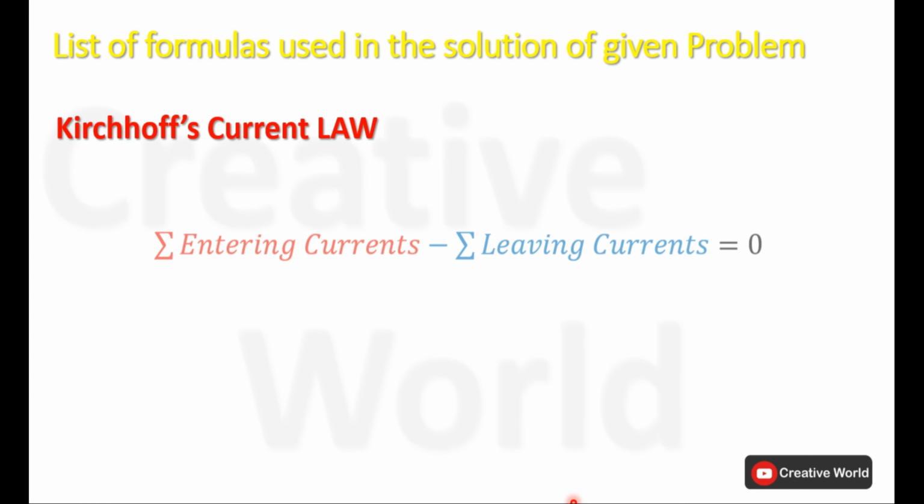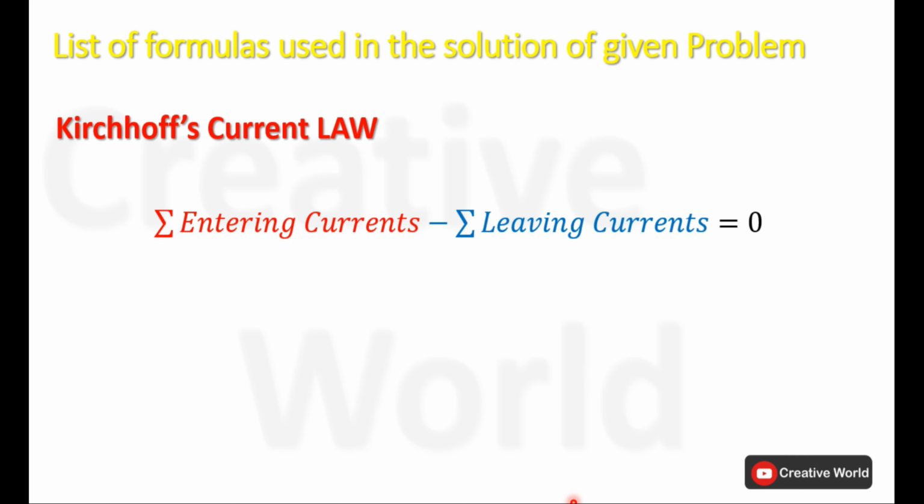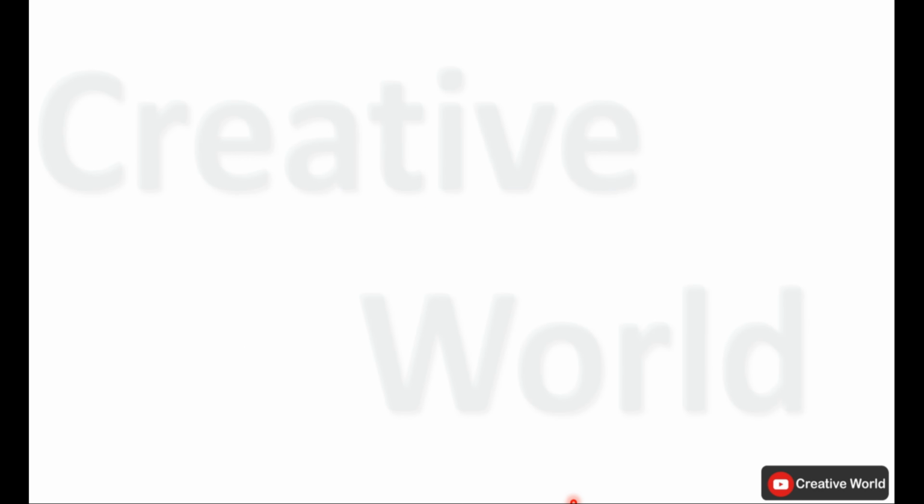While solving this problem, we will be using Kirchhoff's current law. According to this law, the cumulative current on a node inside an electrical network is always zero. The sum of all entering currents on a node is always equal to the sum of all leaving currents from that node. Now move towards the problem.